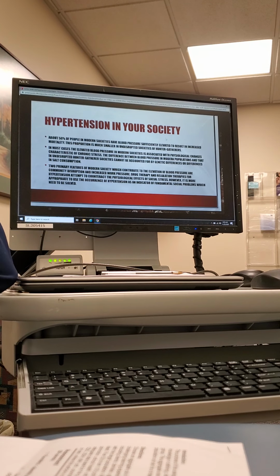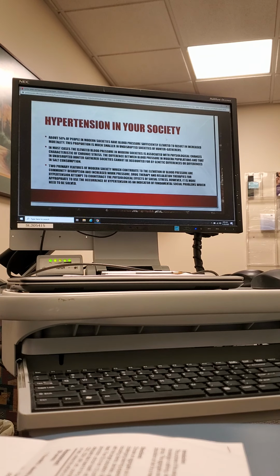So hypertension in society. About 50% of people in modern societies have blood pressure sufficiently elevated to result in increased mortality. Mortality means death rate, basically. This proportion is much smaller in undisrupted societies of hunter-gatherers. What they mean by that is people who literally live off the land.